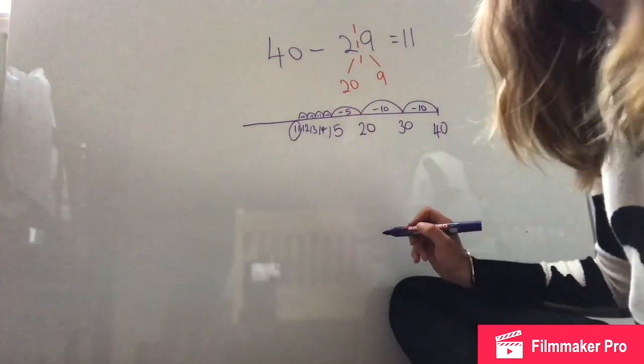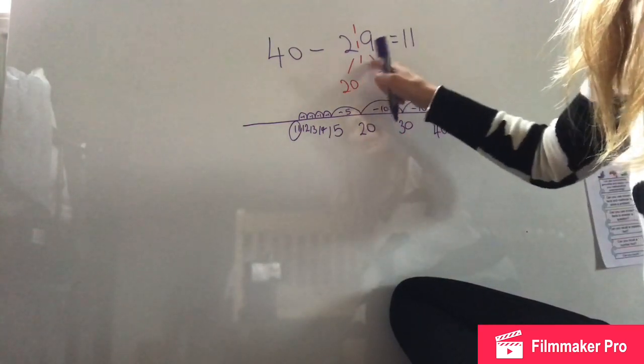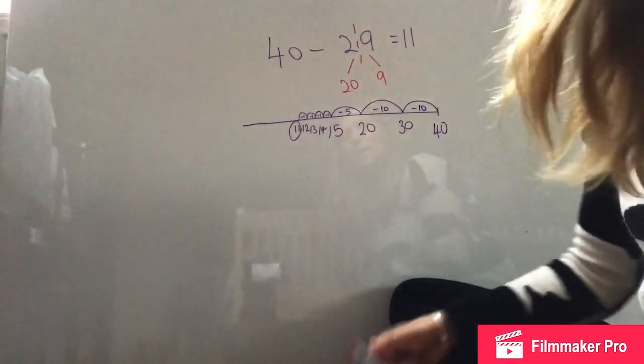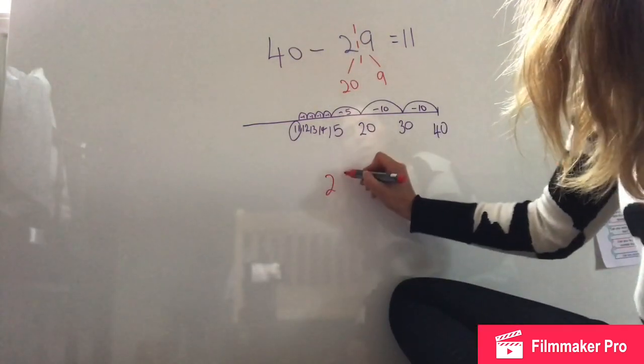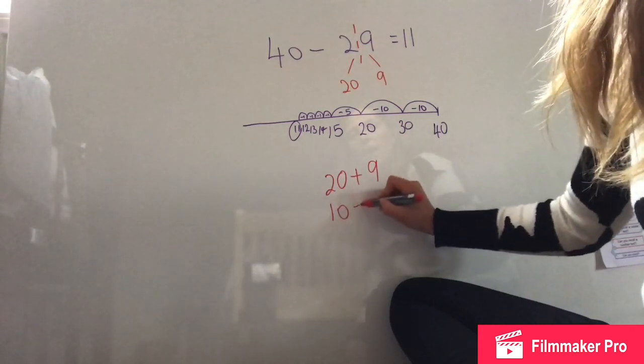If I just wanted to check my answer there, I would take the 2 smaller numbers and add them together to see if I make the bigger number. So let's just check that out. 20 add 9, 10 add 1.